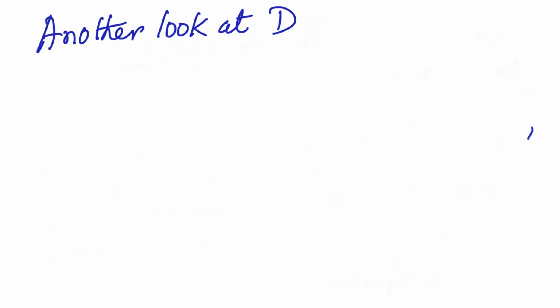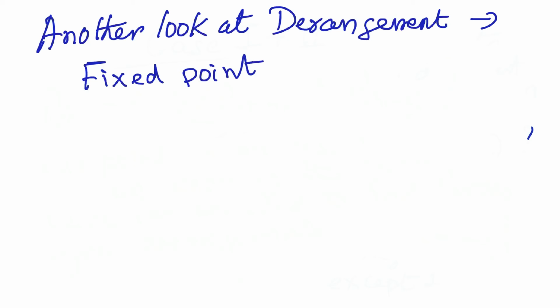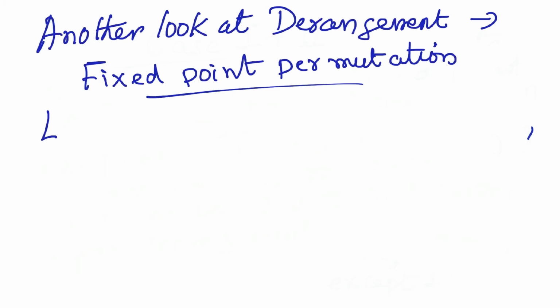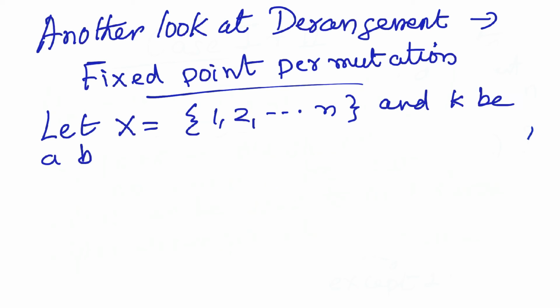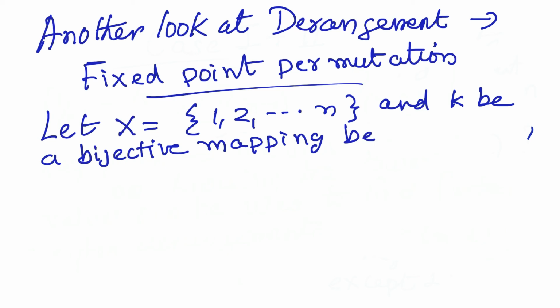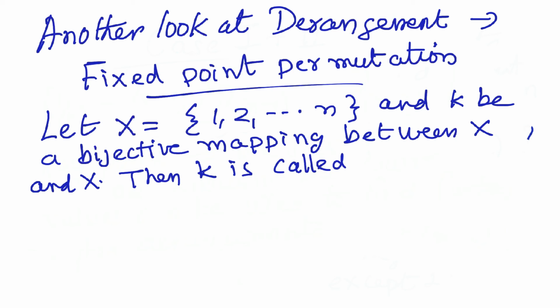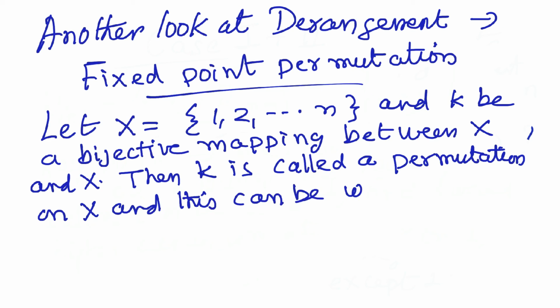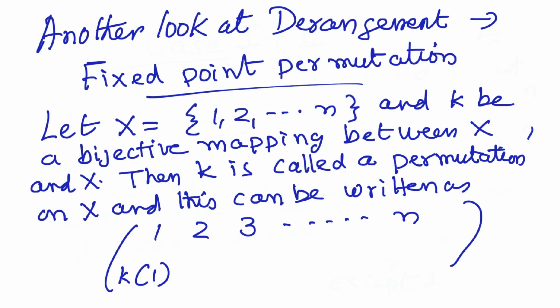Now, finally, let's look at another interesting way to explain derangement by fixed point permutation. Let X be a set of 1, 2 all the way up to n, and k be a bijective mapping between X and X. Then k is called a permutation on X, and this can of course be written as 1, 2, 3 all the way up to n, and for k1, k2, k3 all the way up to kn.